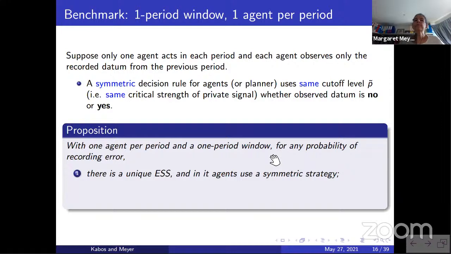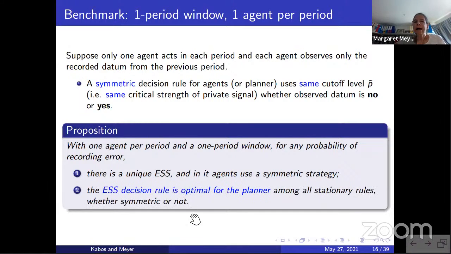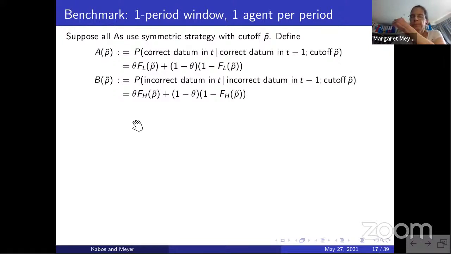And for this benchmark model, we have the following proposition. For any probability of recording error, there's a unique equilibrium steady state, and in it, agents use a symmetric strategy. And the equilibrium steady state decision rule is optimal for the planner among all stationary rules, whether symmetric or not. So I want to convince you of this result in two ways. First, by showing you a little bit of the mechanics of the model, and then by talking you through the economic logic.